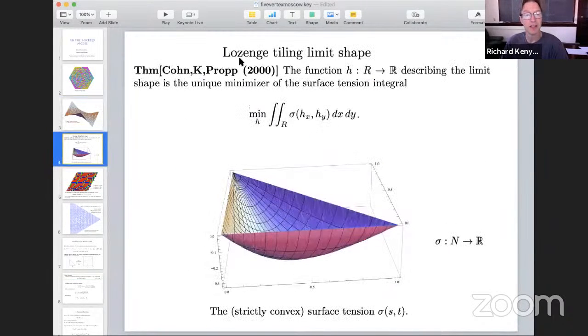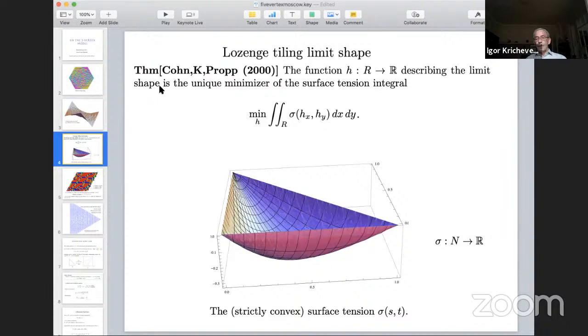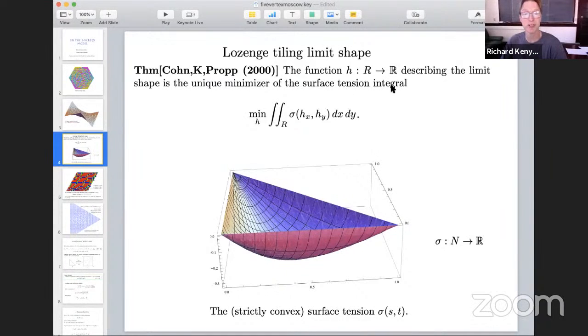Right, so here's the theorem. This is called the lozenge tiling limit shape theorem, which is now 20 years old, originally due to Henry Cohn, myself, and Jim Propp. You can describe the surface as a graph of a function, the function h. Let me read the theorem. The function h describing the limit shape, here R is the region we're tiling, is a real valued function. The smooth limit shape is the unique minimizer of a certain surface tension integral. You look for all functions h with the correct Lipschitz constraints, and you're looking for the one which minimizes this surface tension integral.